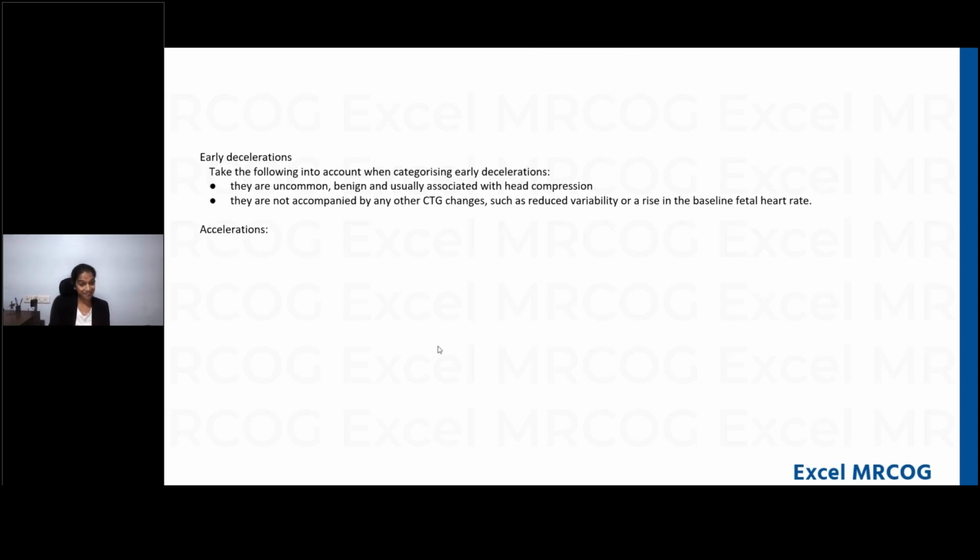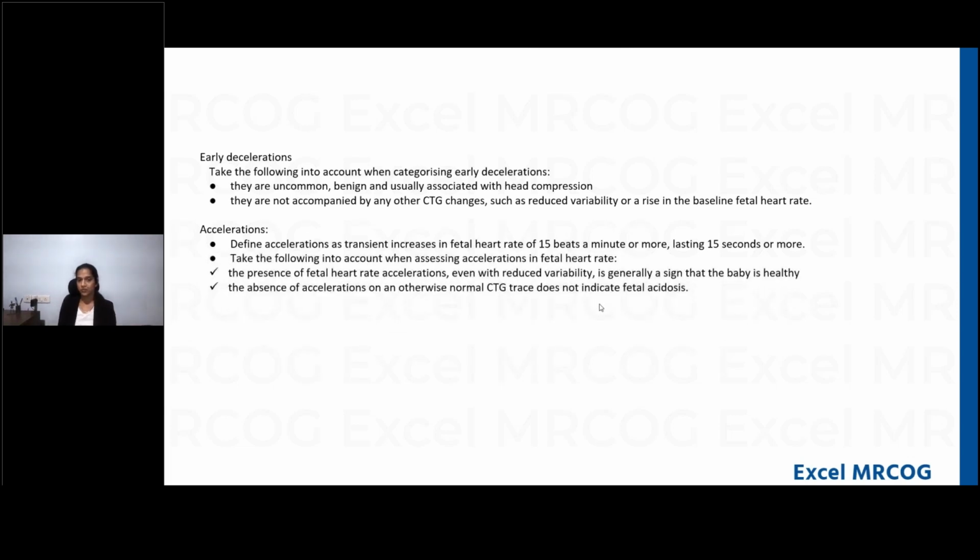Accelerations, on the other hand, are a transient increase, the same definition as deceleration, but acceleration is an increase in the fetal heart rate of 15 beats per minute for 15 seconds. Take the following into account when assessing acceleration in fetal heart rate. The presence of fetal heart rate accelerations, even with reduced variability, is generally a sign that the baby is healthy. Remember this. Even reduced variability is considered an ominous sign, but if there are good accelerations, you can still consider that maybe the baby is healthy.